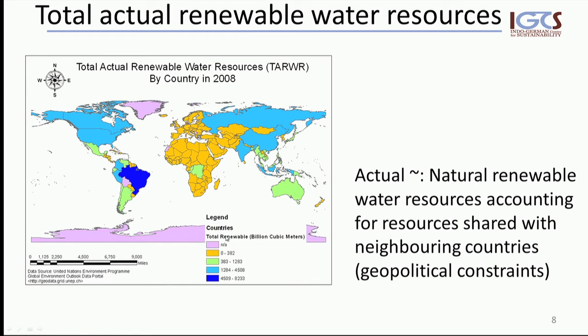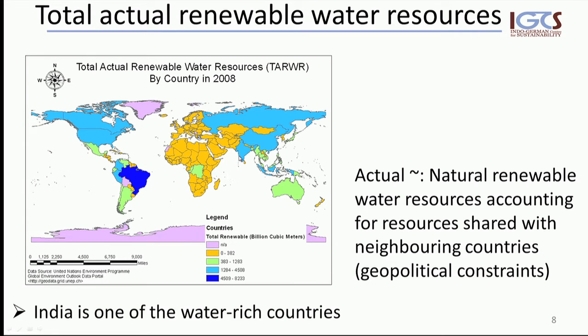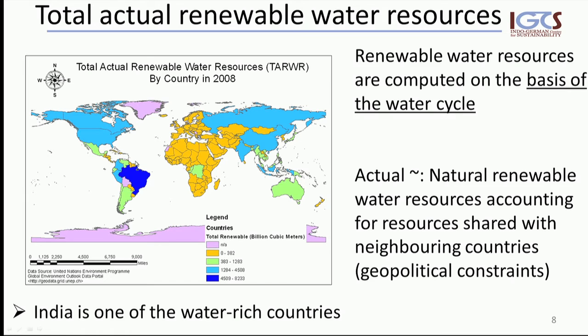Now, what we can see here is that India is one of the water-rich countries if we only account for the total actual renewable water resources. It's one of the upper 10 so-called water-rich countries. So keep in mind that those renewable water resources are computed on the basis of the water cycle. I can't emphasize this strongly enough. This is the basis, based on our water cycle.